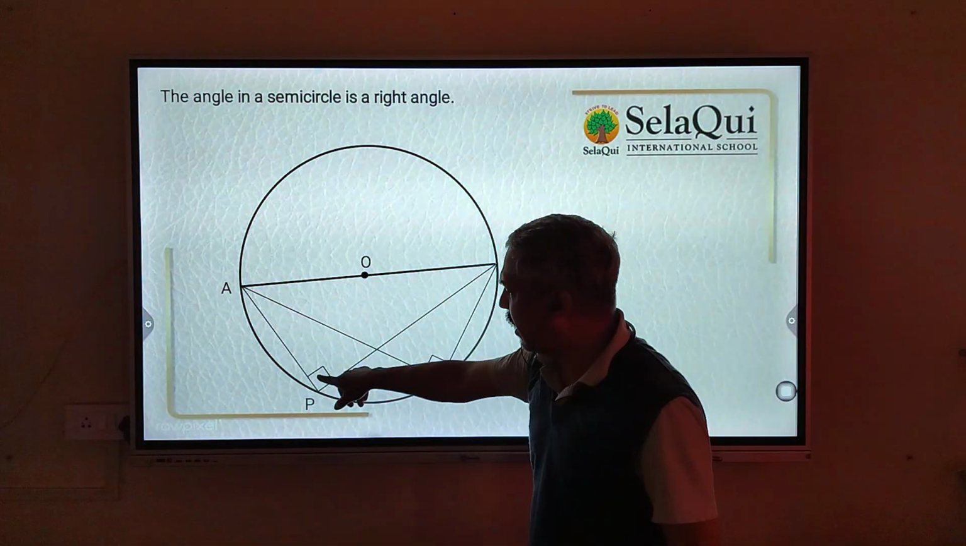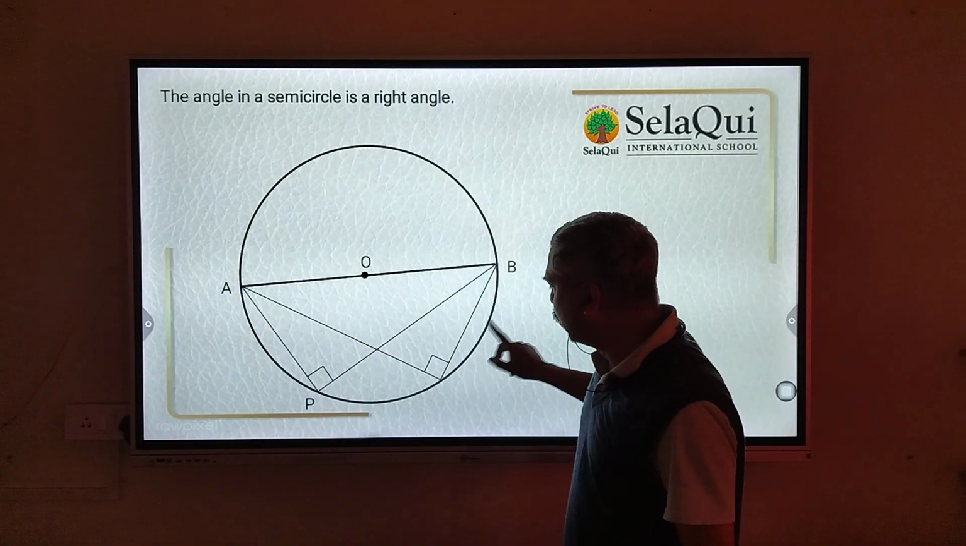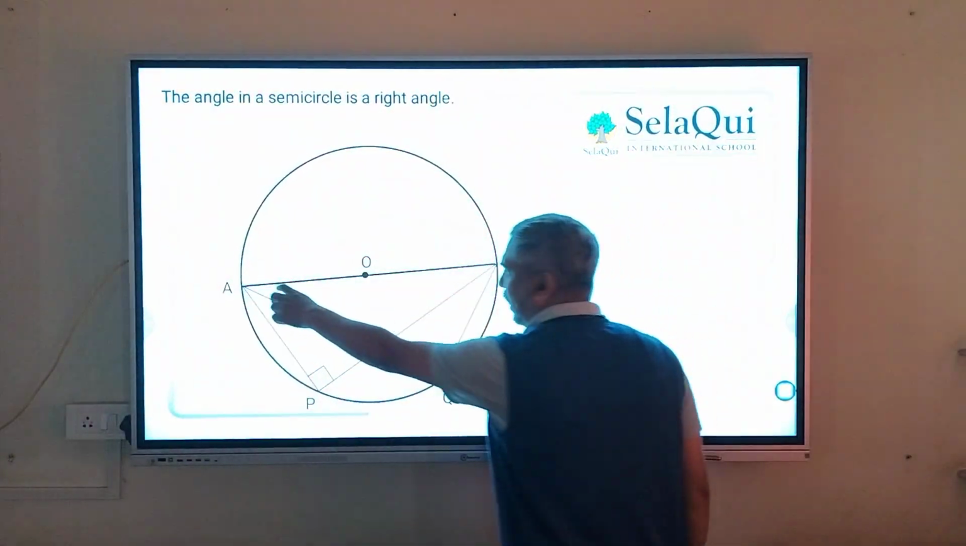APB will be a 90-degree angle, a right angle. AQB will also be a right angle. Why? Because the line.